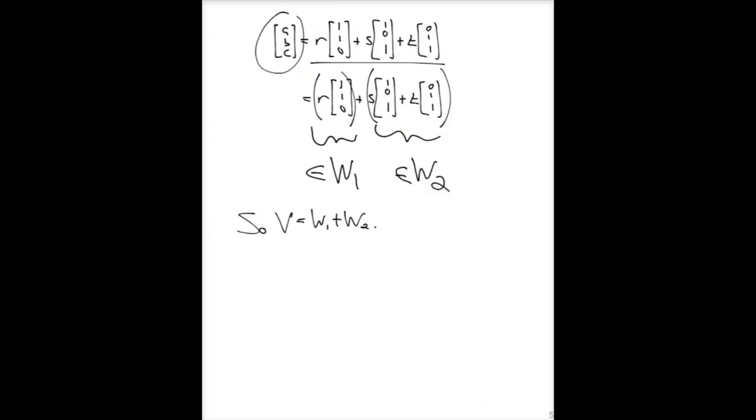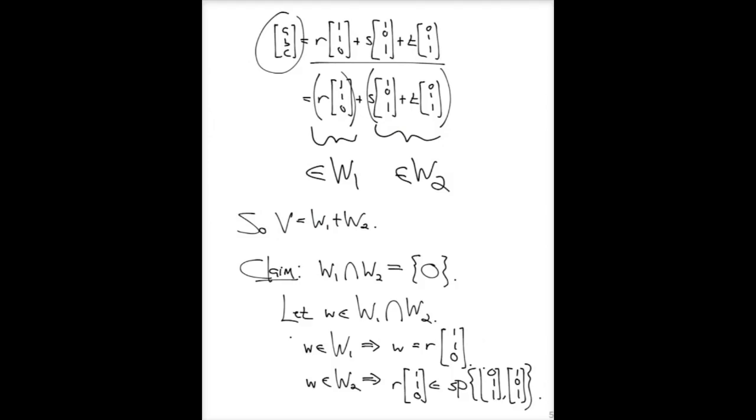Great, so that's the verification of the first fact, but I claimed also that the second condition for direct sum is satisfied as well. That is, I claim that W1 and W2 intersect only in the zero vector. So let's verify this claim. W1 intersect W2 is equal to the zero subspace, or only the zero vector. Why is this? Well, let's take some vector w which is in the intersection. That means w is in both W1 and W2, right?